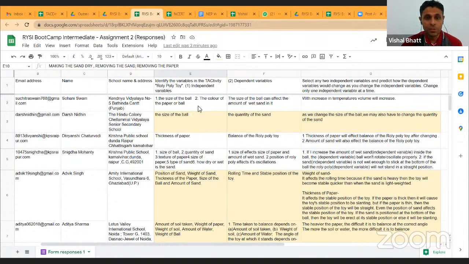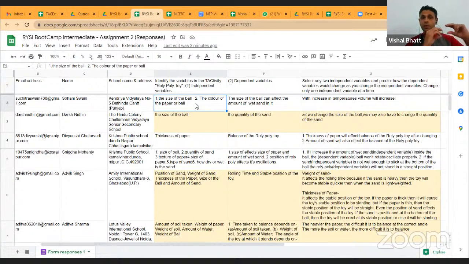So for example, the very first submission here, there are two independent variables which Sohni has identified: the size of the ball and the color of the paper or ball. It's important to think that if I change the color, let's say instead of an orange colored ball, I have a blue colored ball, or instead of a blue colored paper, I have a white colored paper. What difference will it make? What will be the effect?